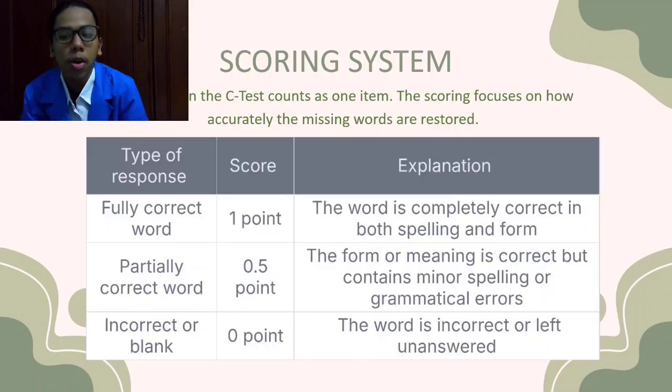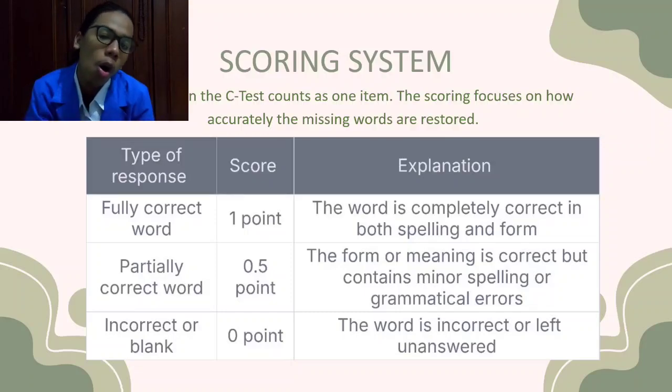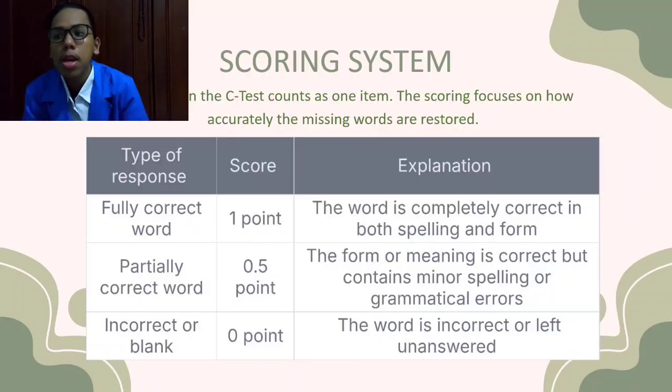And for the partially correct word, it gives 0.5 point. Partially correct means the form or meaning is correct but contains minor spelling or grammatical errors. And for an incorrect or blank answer, it gives 0 points. Incorrect or blank means the word is incorrect or left unanswered.